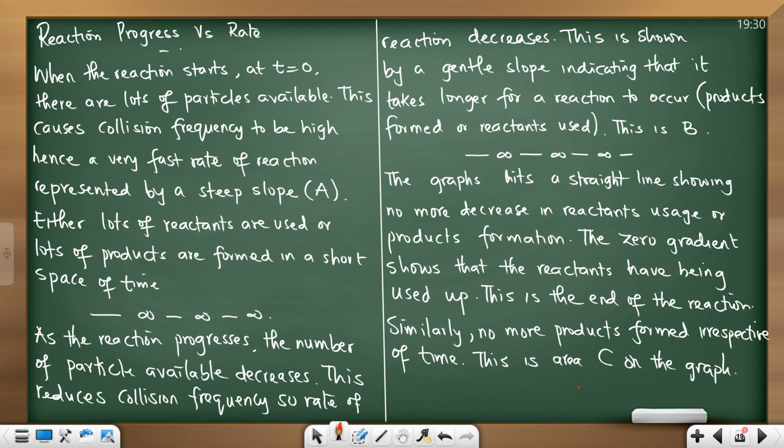This is shown by a gentle slope, indicating that it takes longer for a reaction to occur. The graph hits a straight line, showing no more decrease in reactant usage or product what? Formation. The zero gradient shows that the reactants have been used up. I get another mark there. This is the end of the reaction. Similarly, no more product formed irrespective of time. This is area C on the graph.